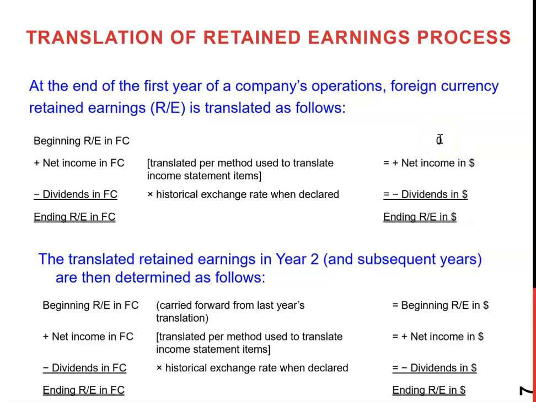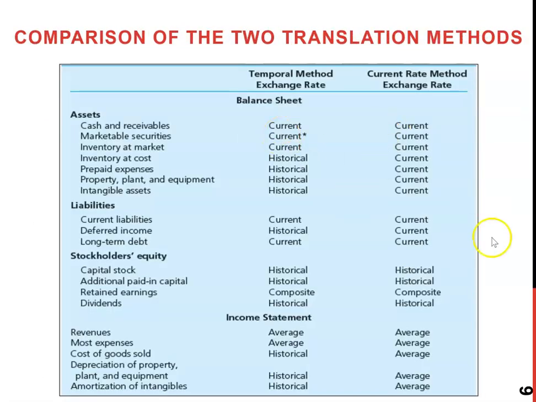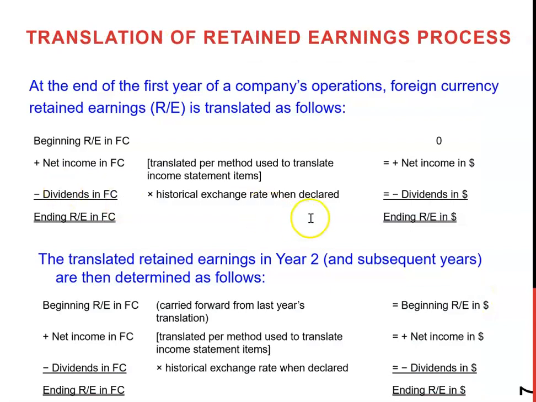And you all are familiar with the statement of retained earnings. We add net income, we subtract dividends. This is how we get ending retained earnings. So for the first year, the beginning retained earnings is zero and net income is the result after converting the income statements. And dividends, if you see from this chart, always use the historical rate to convert. So we will also convert dividends, and this is how we will end up with our ending retained earnings.